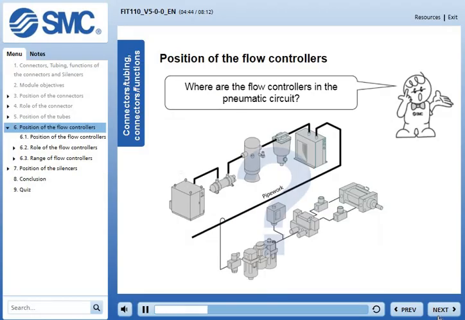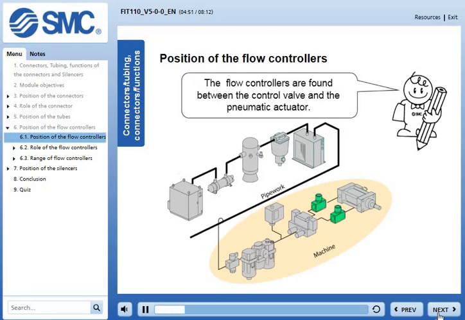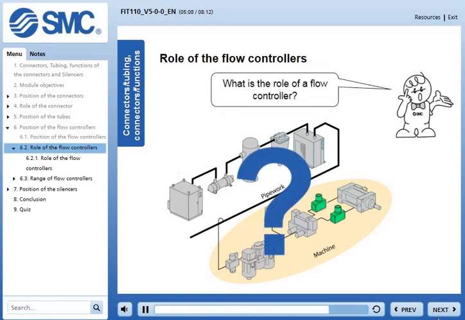We will now look at the flow controllers. Where are they found in the pneumatic circuit? In the example shown, the inline flow controllers are positioned between the control valve and the pneumatic actuator. There are also elbow types that screw into the ports of the actuator, and those which are fitted to valve exhausts.